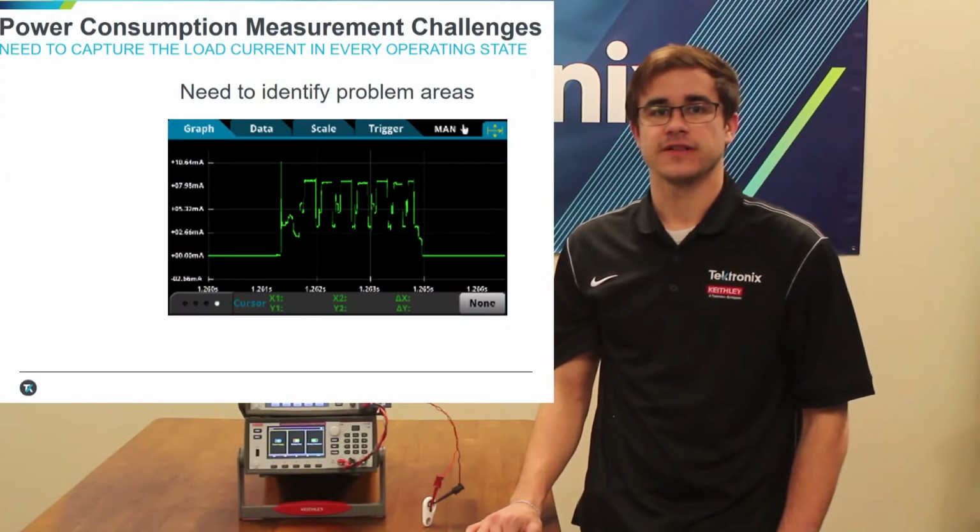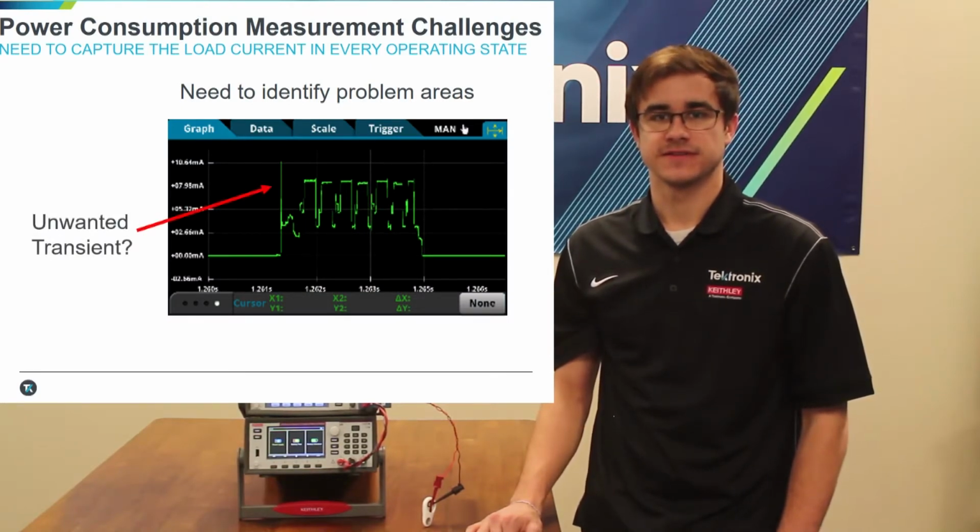Because the 7510 has a sample rate of up to 1 million samples per second, a very clear and detailed waveform can be found, exposing the current profile and allowing you to identify any power-wasting problem areas such as unwanted transients. The large dynamic range and the high sample rate, coupled with an internal buffer capable of storing 27.5 million readings, make the 7510 the ideal instrument for characterizing average current of an IoT device, and doing so over the duration of a typical use case.